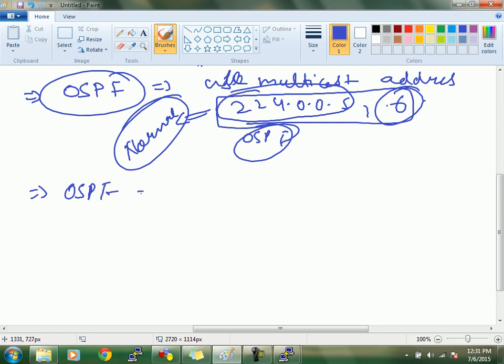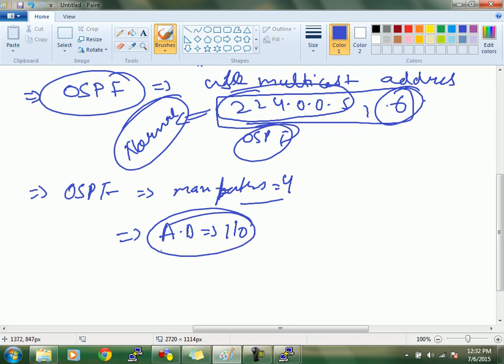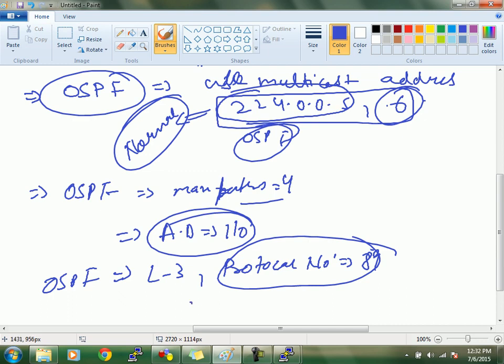For OSPF also, maximum paths are by default 4. Next thing, AD for OSPF is 110. Fine. Next thing, OSPF is a layer 3 protocol. It uses protocol number 89. OSPF packets are also encapsulated with IP.